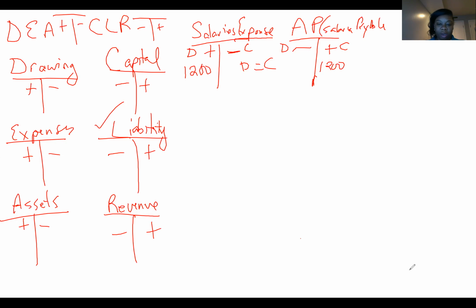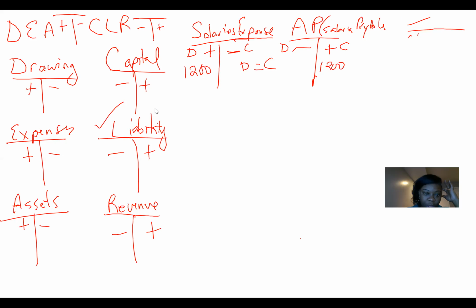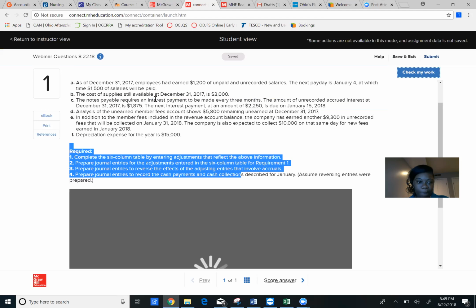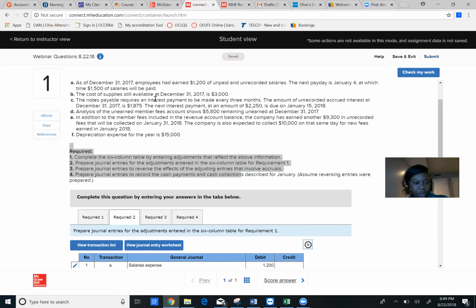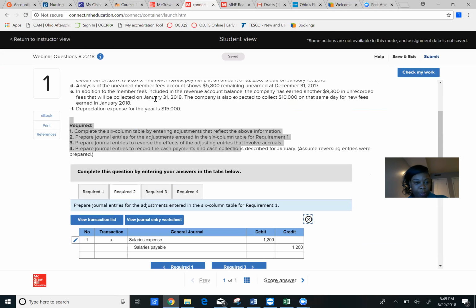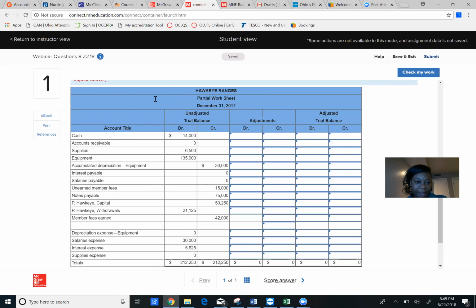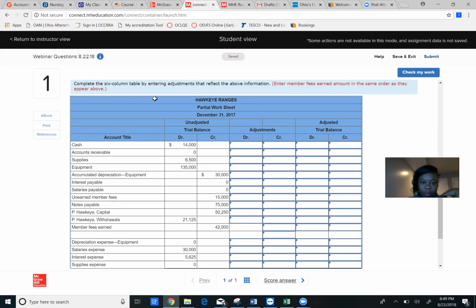So if I'm looking at this problem, then it looks like if I go to the partial worksheet, my supplies balance is $6,500. Do you see that? You said 65. Yeah, I see it.